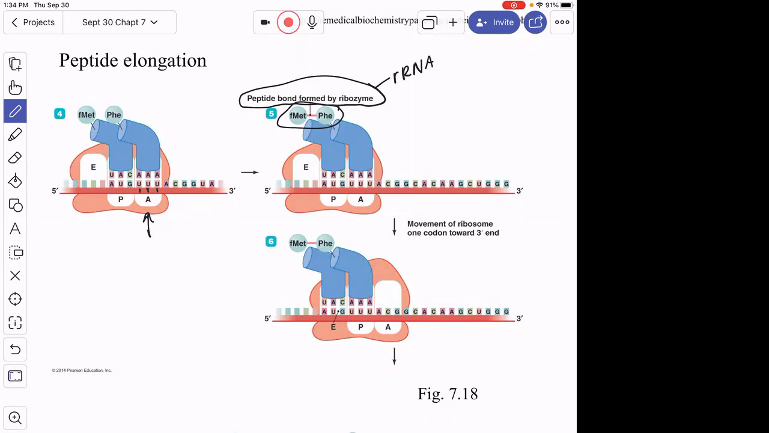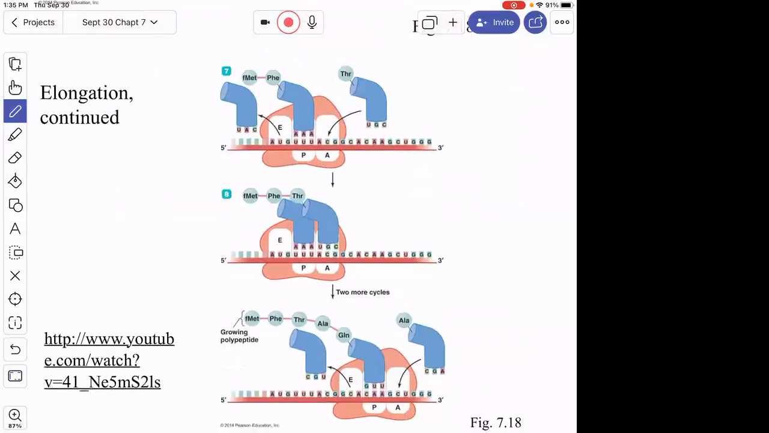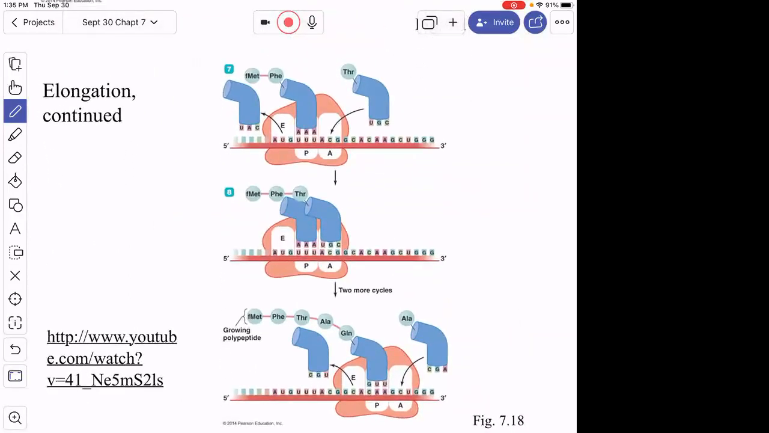Whether you think about the messenger RNA pulling through or the ribosome shifting, either way, that growing peptide is considered to be sitting in the P site. Add another one. Here comes threonine, adding into the A site. Again, ribosomes catalyze peptide bond formation there. And then the next tRNA, now uncharged, leaves from the exit site.